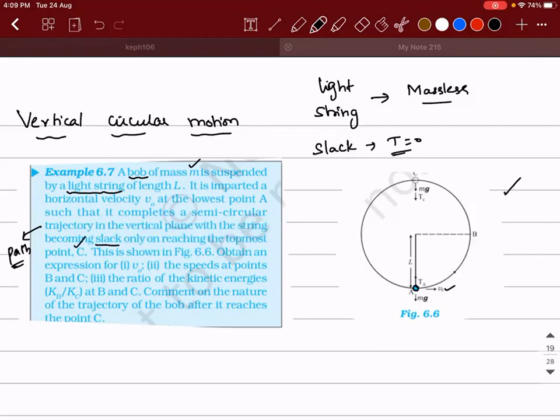Obtain an expression for v naught, the speed at the points B and C, the ratio of the kinetic energy Kb and Kc at B and C. Comment on the nature of the trajectory of the bob after it reaches the point C.